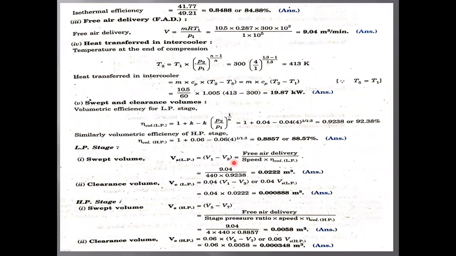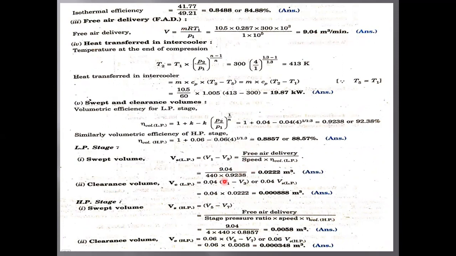V1 minus V3. And how can we find that out? Free air delivered divided by speed into volumetric efficiency for the low pressure cylinder, right? We have derived the volumetric efficiency for the low pressure cylinder, which is 92.38, and the speed he has also given, right? So what is the free air delivered? 9.04, which we already found out here. Free air delivered, right here, 9.04.